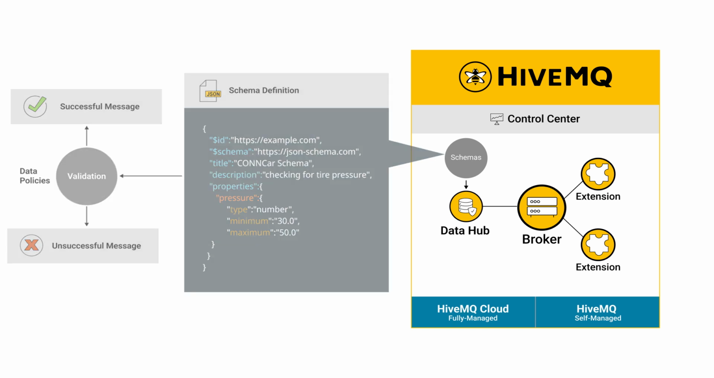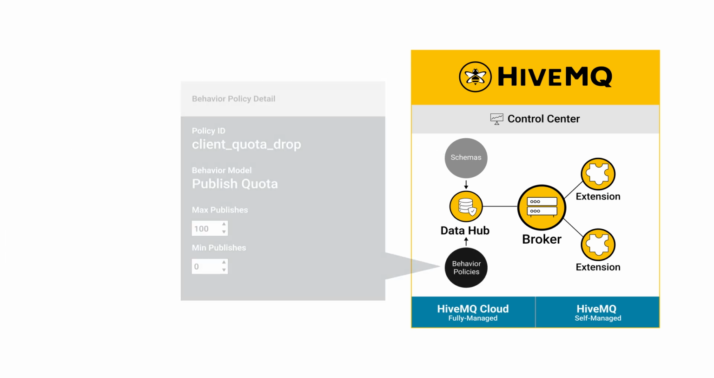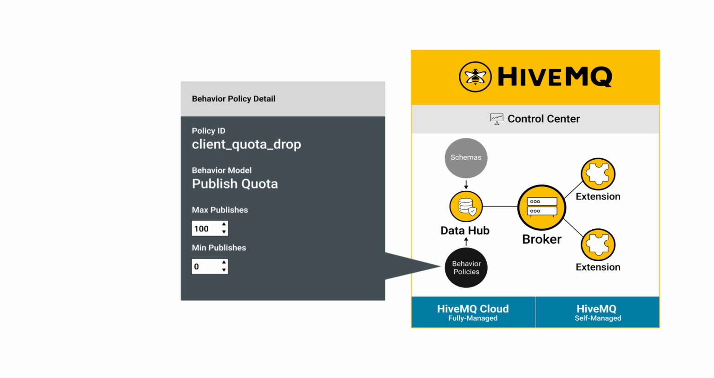And then there is another thing called behavioral policy where I want to restrict the number of messages posted by a client to a maximum number of 100 publishers. Because I don't want it to hog the bandwidth, so I want it to be only 100. Beyond 100, I don't want it to publish anymore.